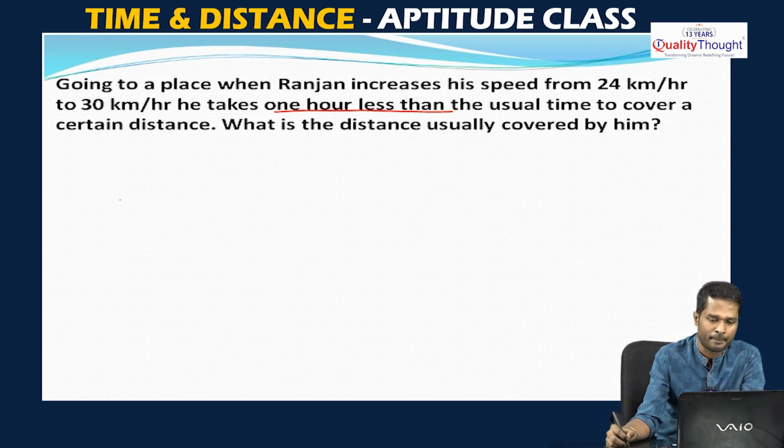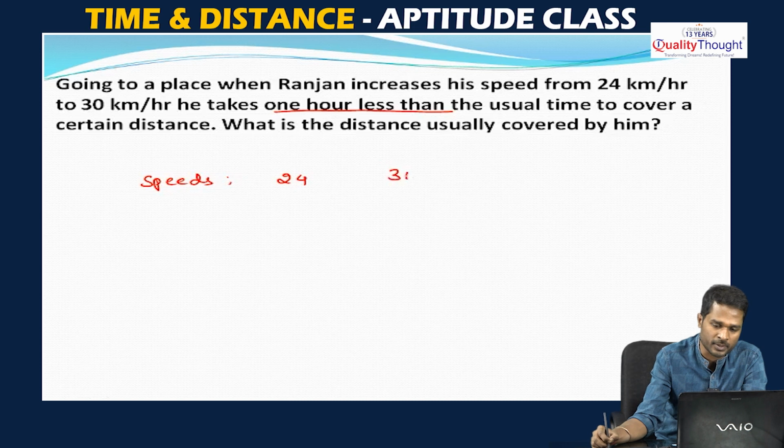Let's see this again. We'll take it in the ratio form only. So first we'll write the speeds ratio. The actual speed is 24 kilometers per hour and the increased speed is 30 kilometers per hour. Okay, just take this as a ratio. This is 6 fours are, this is 6 fives are.